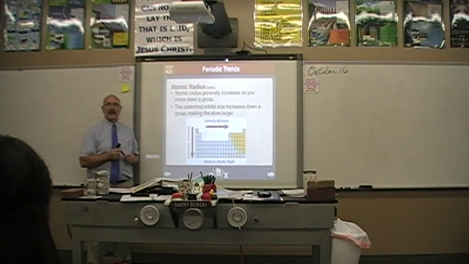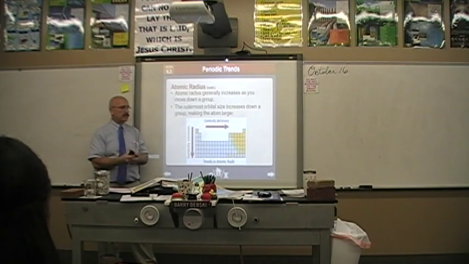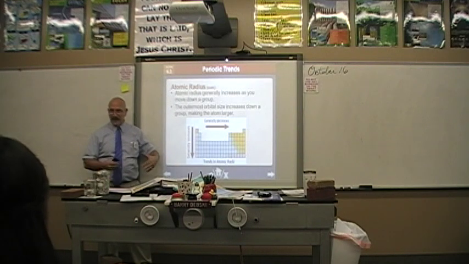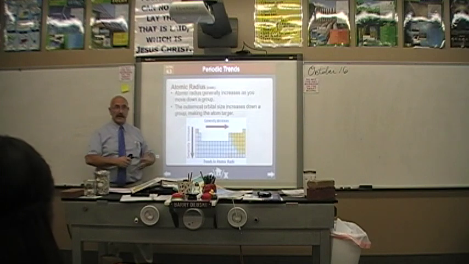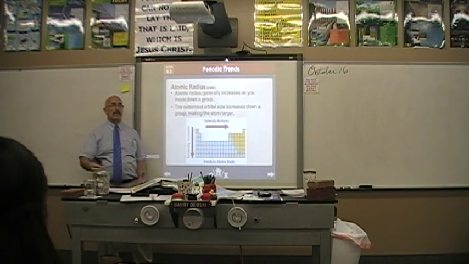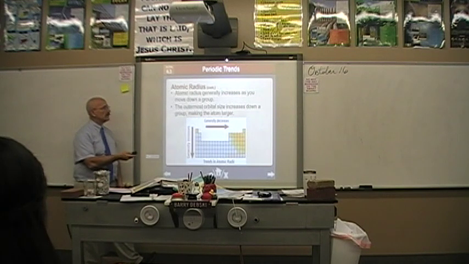Okay, so we get smaller as we go across because of the tighter attraction between the nucleus and the electrons, and we get bigger as we go down because of extra energy levels being added. And with an added energy level, it literally is farther away from the nucleus. Kind of like Bohr said, but not really because we're talking about clouds of electrons.